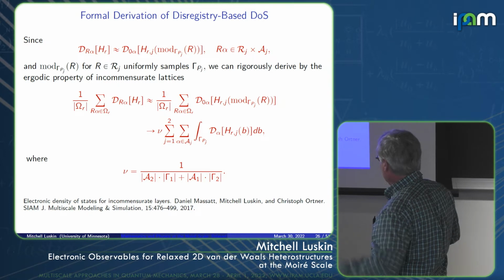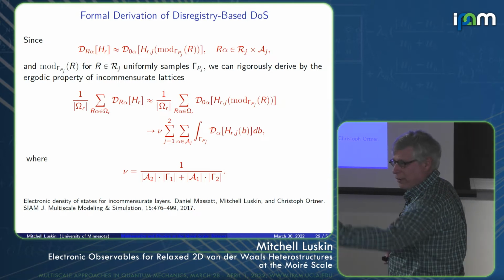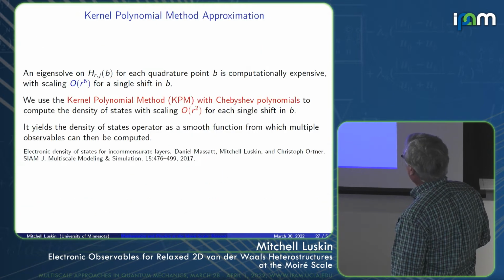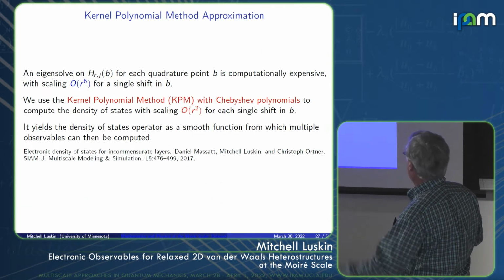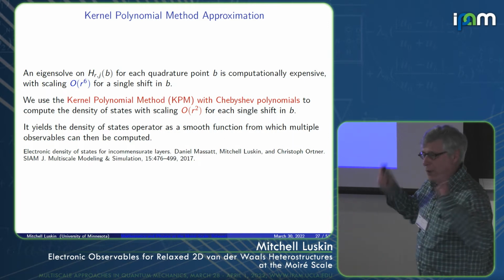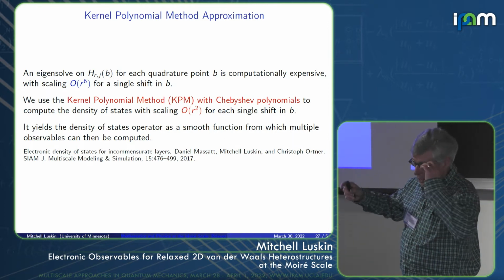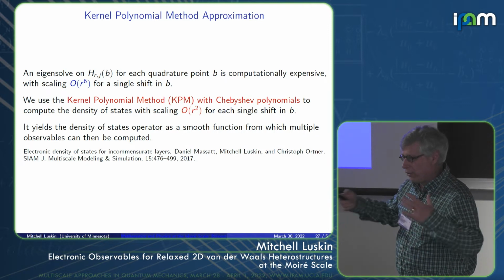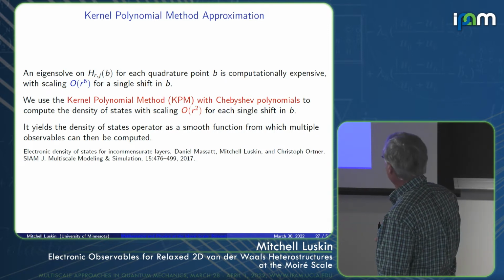Actually, I think Daniel was visiting Christoph and learned about some locality methods, and that kind of started it. Then we use what's called the kernel polynomial method. It's a Chebyshev method, very fast. We approximate those Gaussians by Chebyshev polynomials, and you just have recursion relations, very fast. I don't want to get into that.